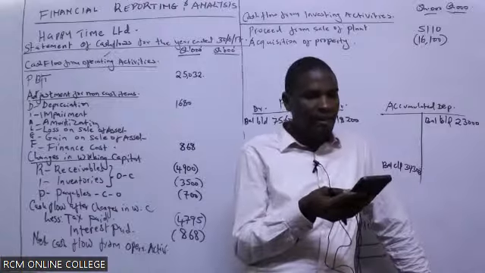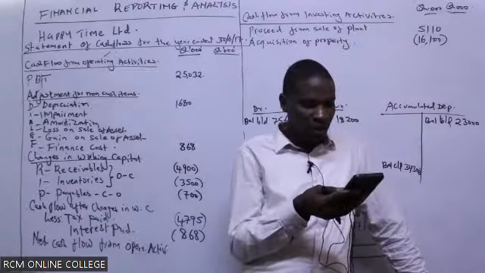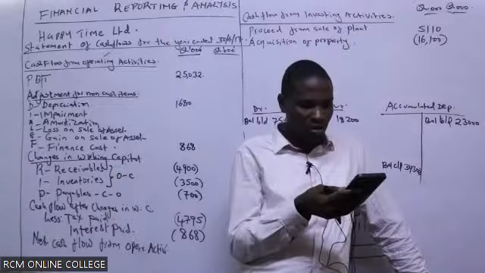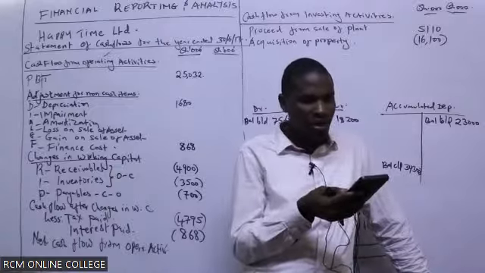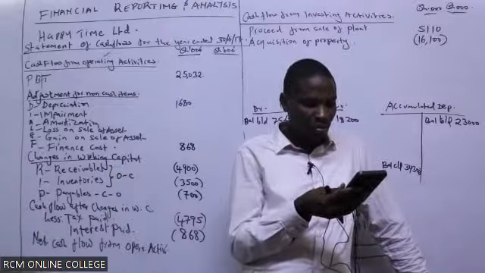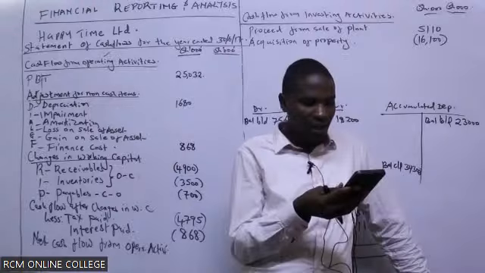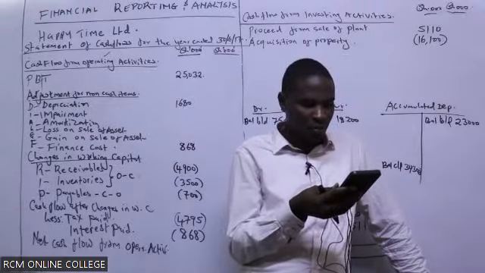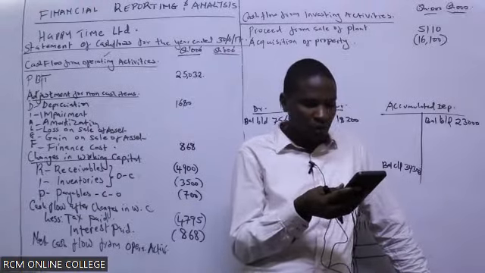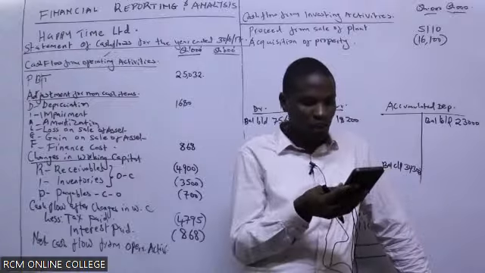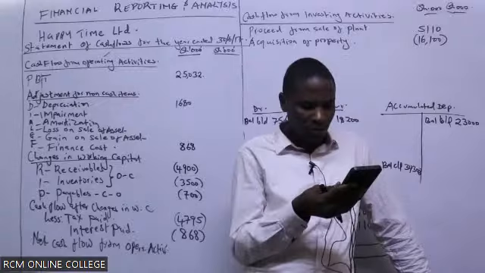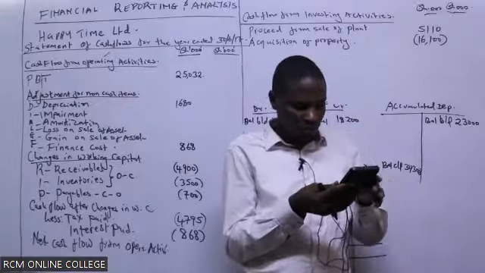Now, we have not finished our accumulated depreciation. We have already put the balances, but remember that we need to check whether there was a disposal which was remaining, or depreciation for the year. A minute, I check something here.